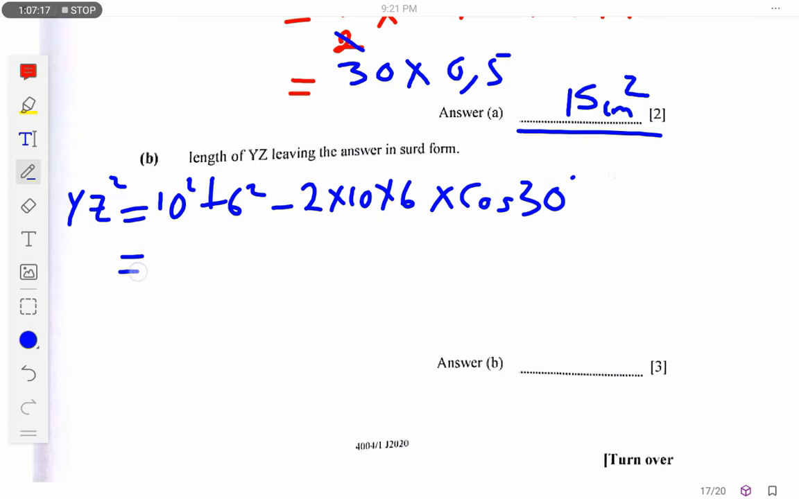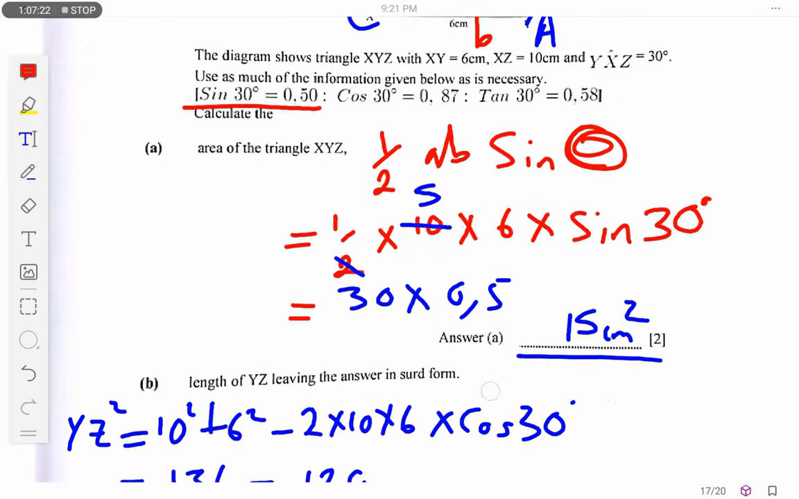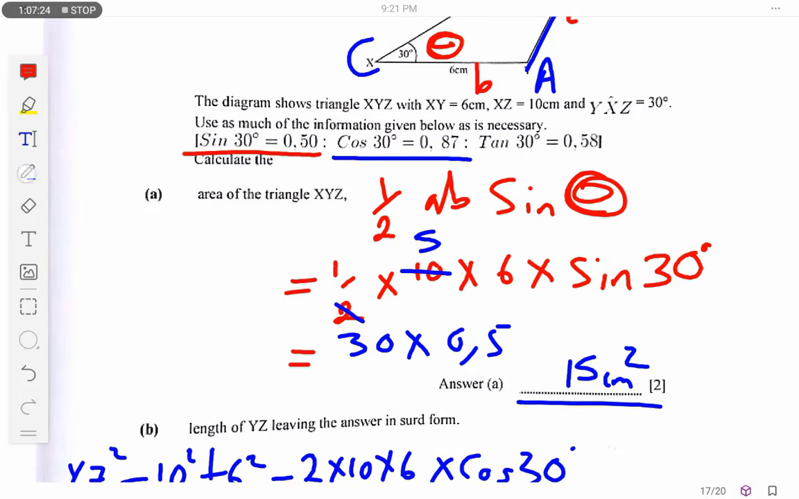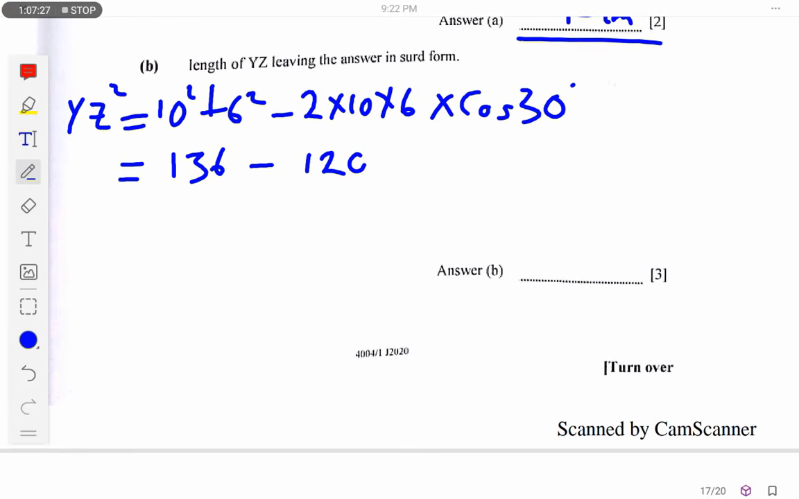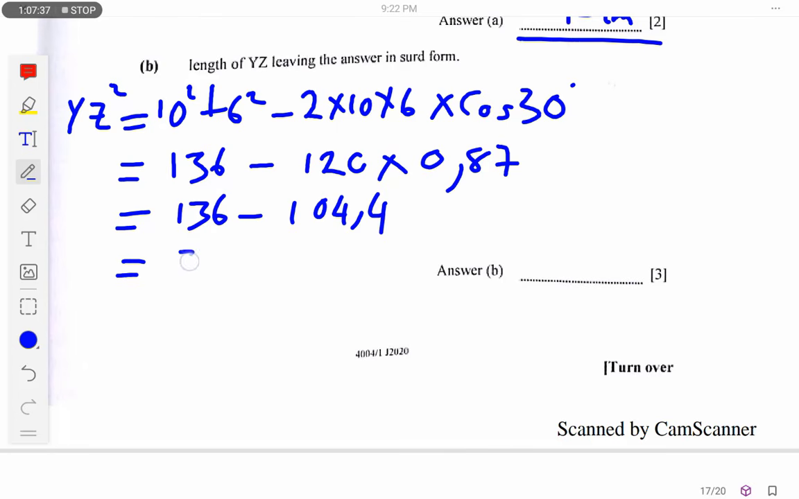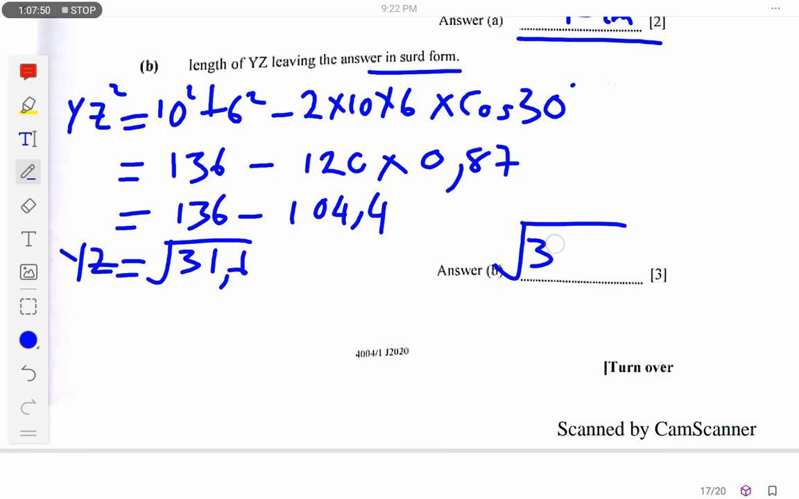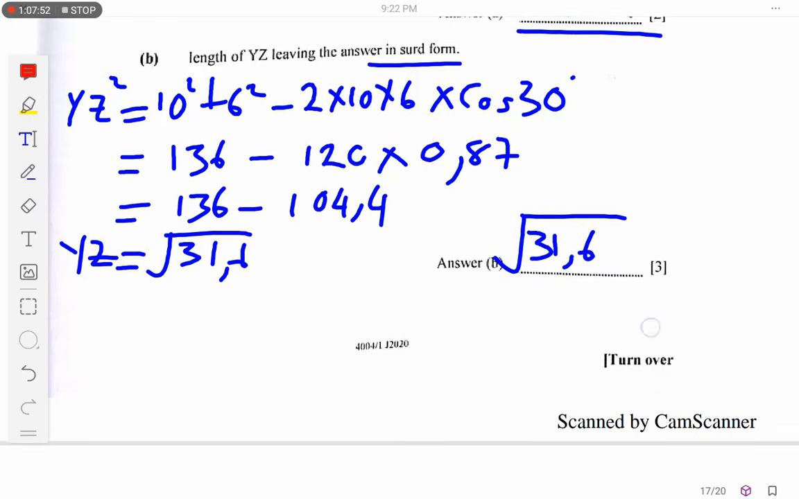Okay, so this is going to be 136 minus 120. Our cos 30 degrees is 0.87, so times 0.87 there. So I'll get 136 minus 104.4, which is 31.6. So my YZ is going to be the square root of 31.6. They said leave the answer in surd form, so we can just say square root of 31.6 like that. That's the final answer there.